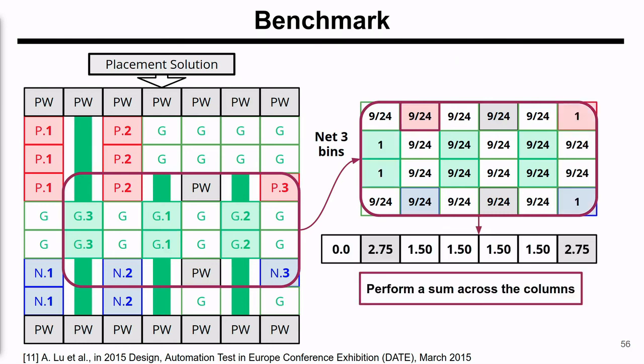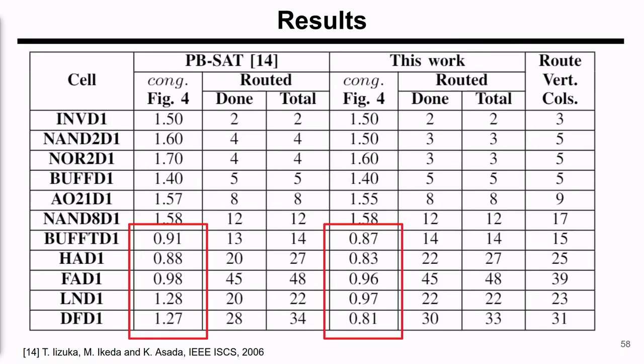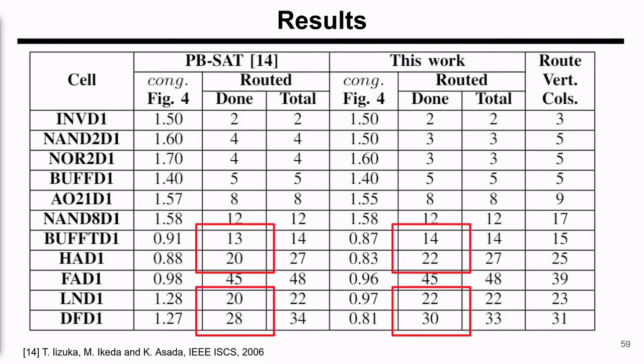Next, we perform a sum across all the columns for all the nets. And the final congestion is a weighted sum of the average congestion and the maximum congestion of all columns. We executed this algorithm in several cells with the original positioning algorithm and the optimized one. For simple cells like OR and AND, the results are very similar. More complex designs tend to have progressively better congestion. The routability of the cells increases in 30% of the cases, reaching 100% of the routing in some cases.